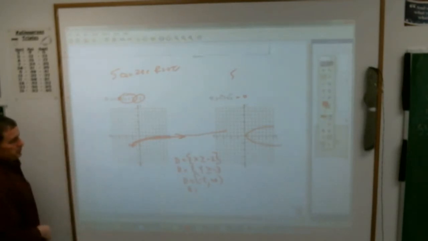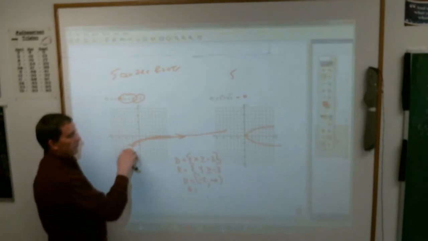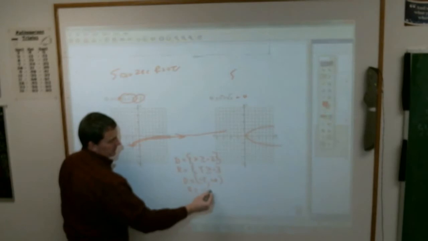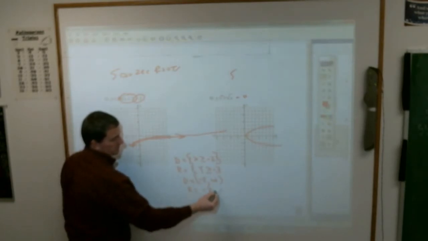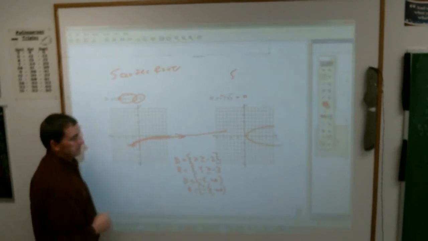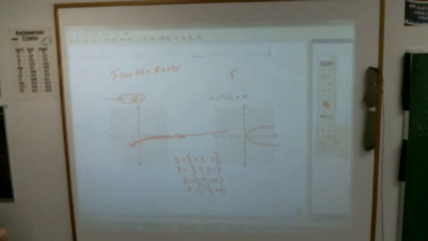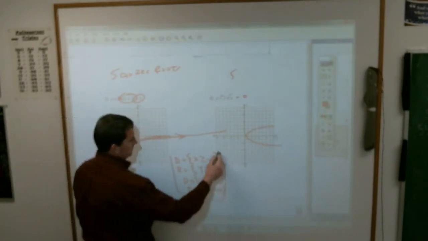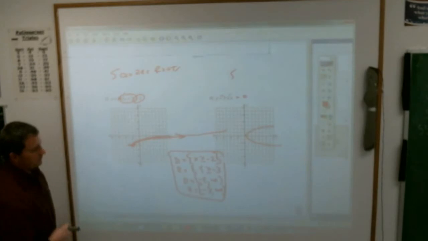And then the range here, children, is the same thing. Where did the y value start? You already have it here. It starts at -3 and it goes to infinity there as well. So I would like you to write down in both forms the domains and the ranges there.